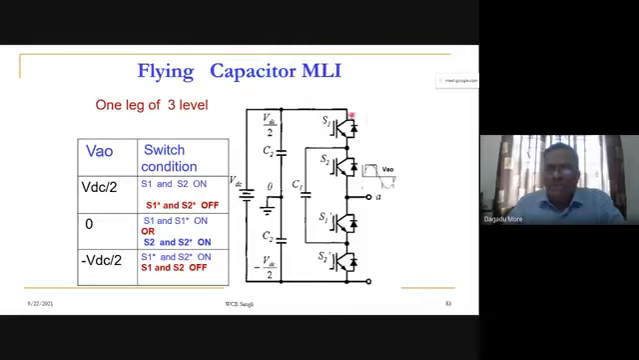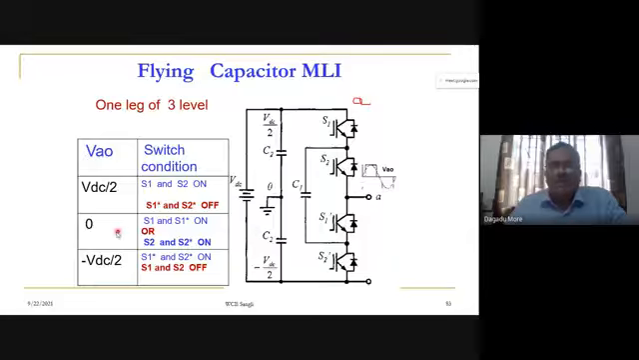In the three level case, we get three voltage levels for VAO. Whenever the upper two switches, S1 and S2, are on, the A point comes to the upper side, and VAO will be plus VDC by 2 across the load. Whenever S1 and S2 are on, then S1 star and S2 star are off.